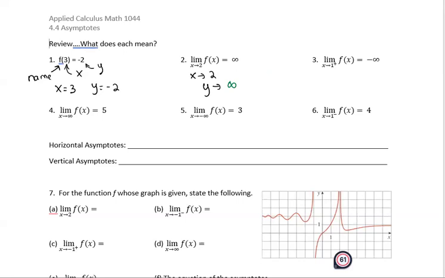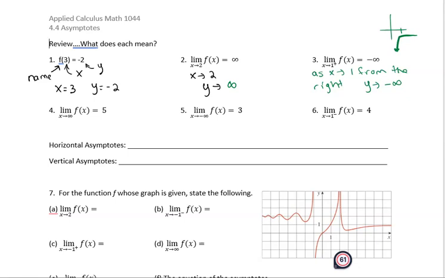Let's try the next one. Number 3 says the limit as x approaches 1 with a little plus right here of f of x equals -infinity. This means that as x goes to 1 from the right, so you're approaching 1 from the right, then y is going towards -infinity. So a quick sketch on that one. If 1 is right here, as you're approaching 1, it's going to curve down towards -infinity. So just an idea of what that might look like.